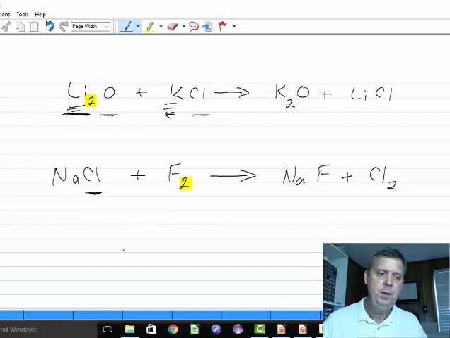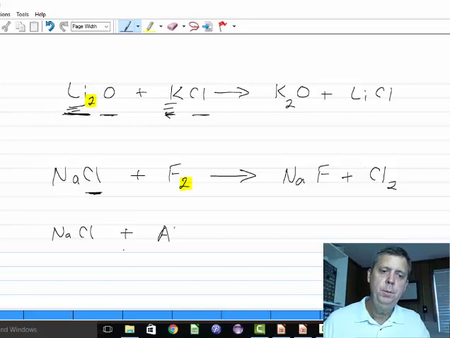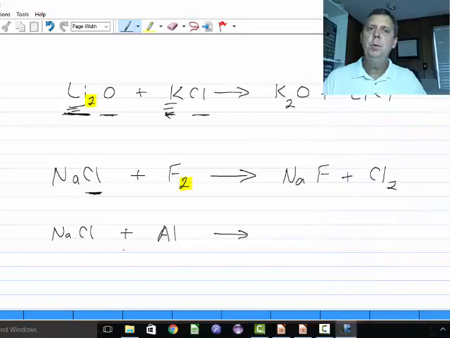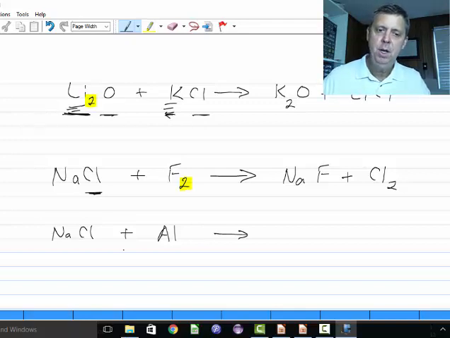Now if we had, on the other hand, NaCl reacting with, let's just say, aluminum, well, what's the aluminum going to replace? Aluminum forms a +3 ion, so it forms a cation, so it's going to replace the cation in this ionic compound. Our ionic compound will be aluminum chloride.